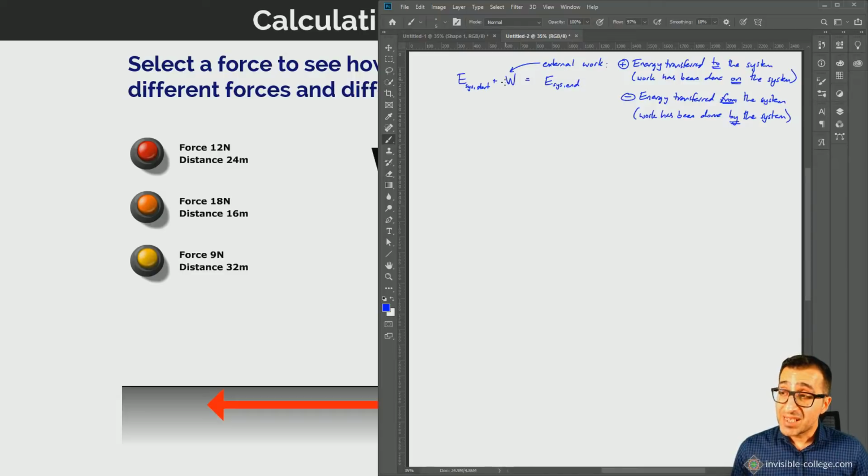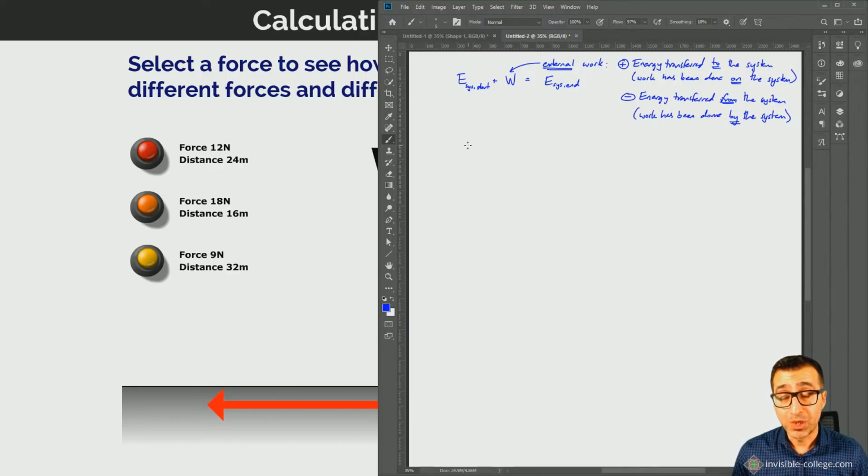So, when the external work is zero, the energy that you start with is always equal to the energy that you end up with. Regardless of what has happened within that system, the total energy within that system is the same because nothing has entered and nothing has left. That is the concept of external work.